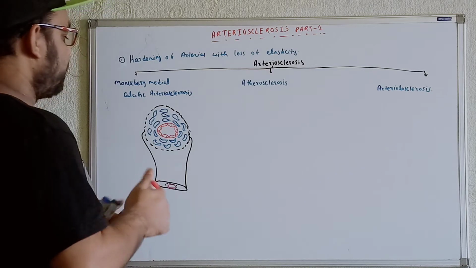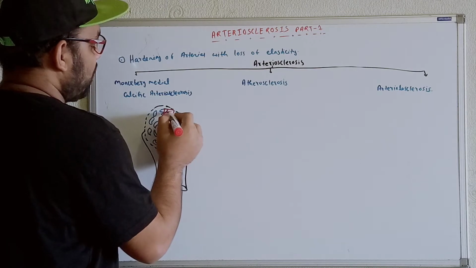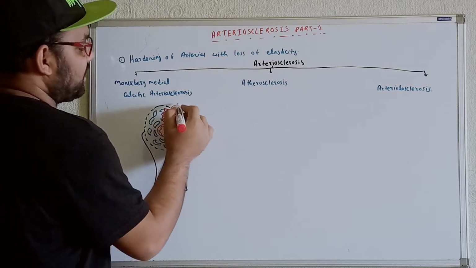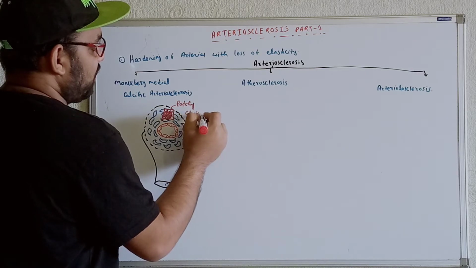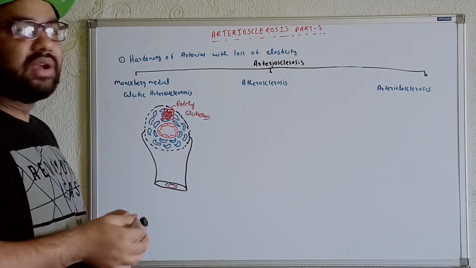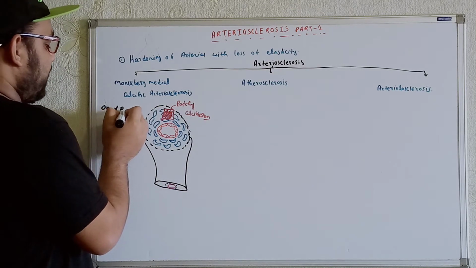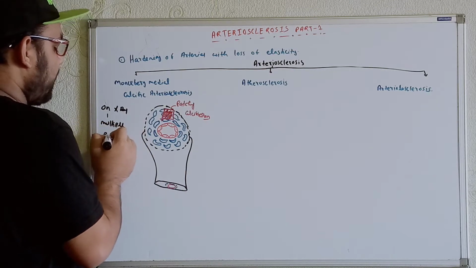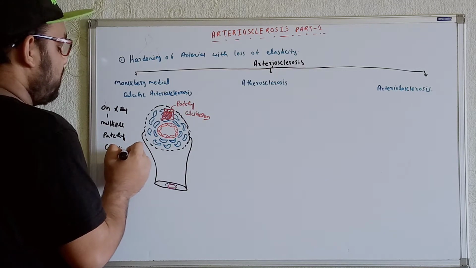For example, if I show it here with the red color, we can get the patchy calcifications within the tunica media. So this is the patchy calcification. Now, if we look at an X-ray, we'll see multiple patchy calcifications.